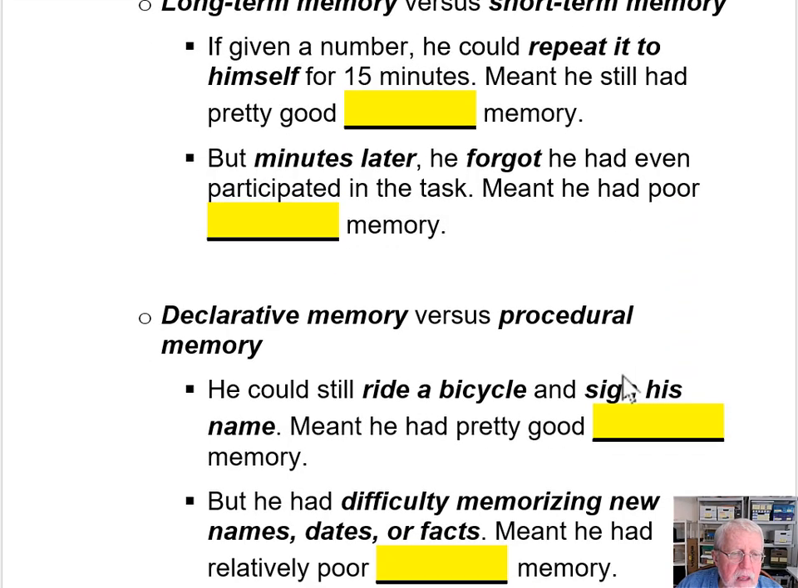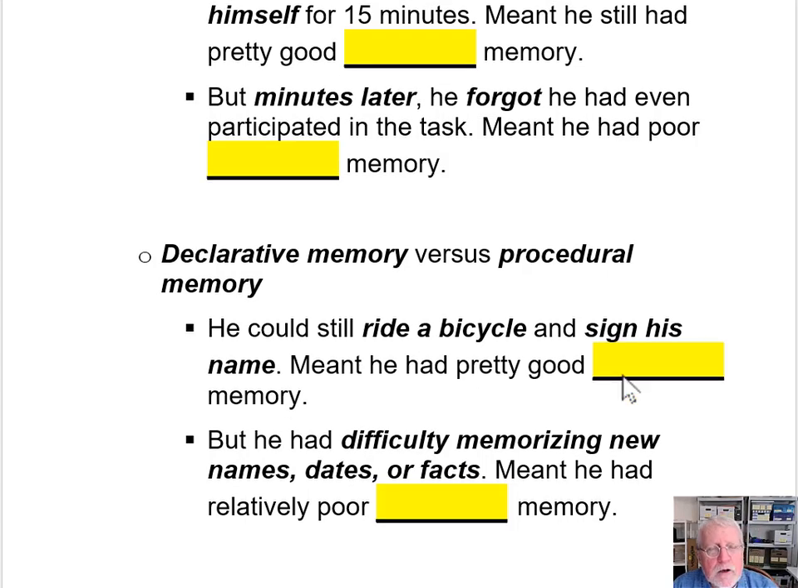Question two. The answers are going to be declarative memory versus procedural memory. HM could still ride a bicycle and sign his name after the injury that produced his memory issues. This meant he still had pretty good blank memory. What goes there, declarative or procedural? But HM had difficulty memorizing new names, new dates, or facts. This meant he had relatively poor blank memory. What goes there, declarative or procedural?